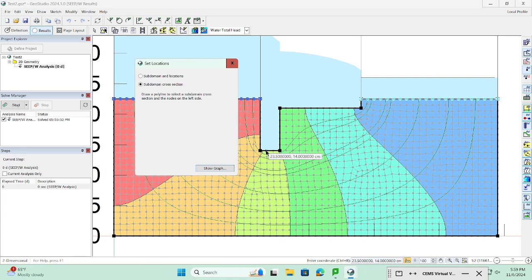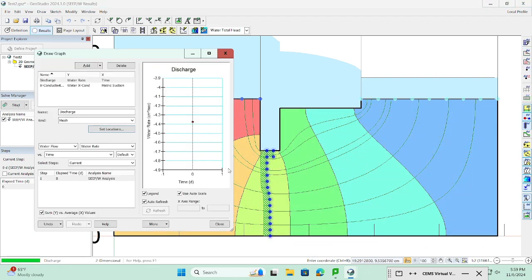So let me try from the bottom to top. Okay, I'm going to make this vertical line, and then click on show graph. These are negative. Okay, that means the water is entering the system. That means, as you can see, these points are on the right, while these elements are at the left. That means water is entering the downstream, and it makes sense that it's negative.